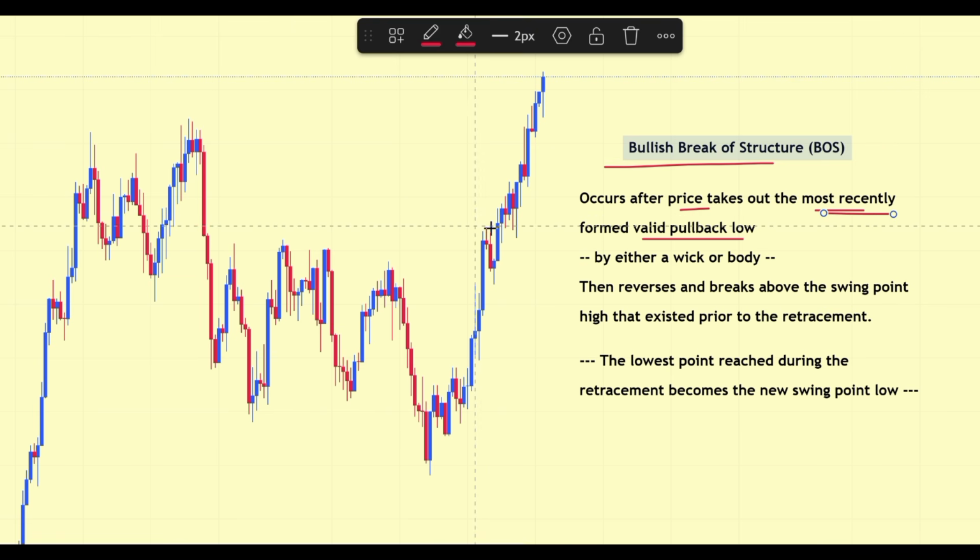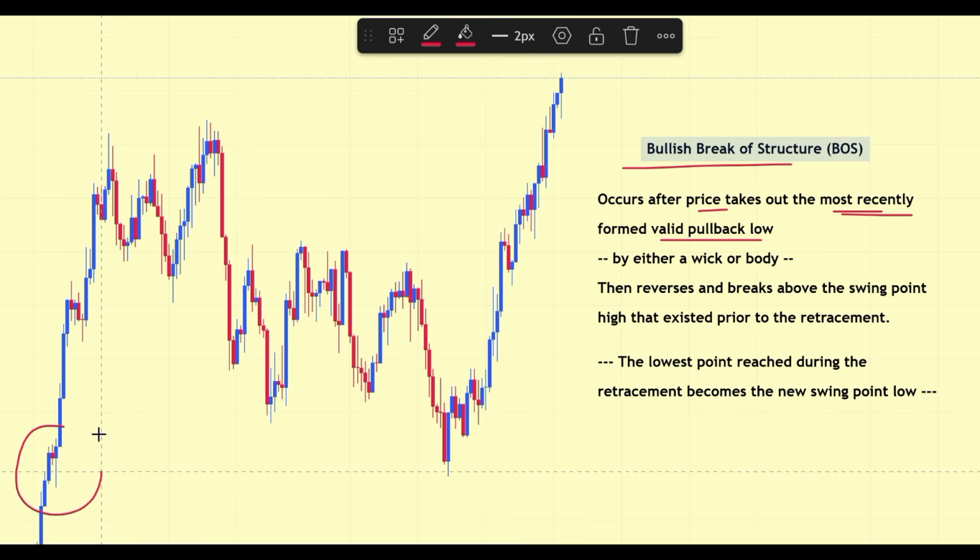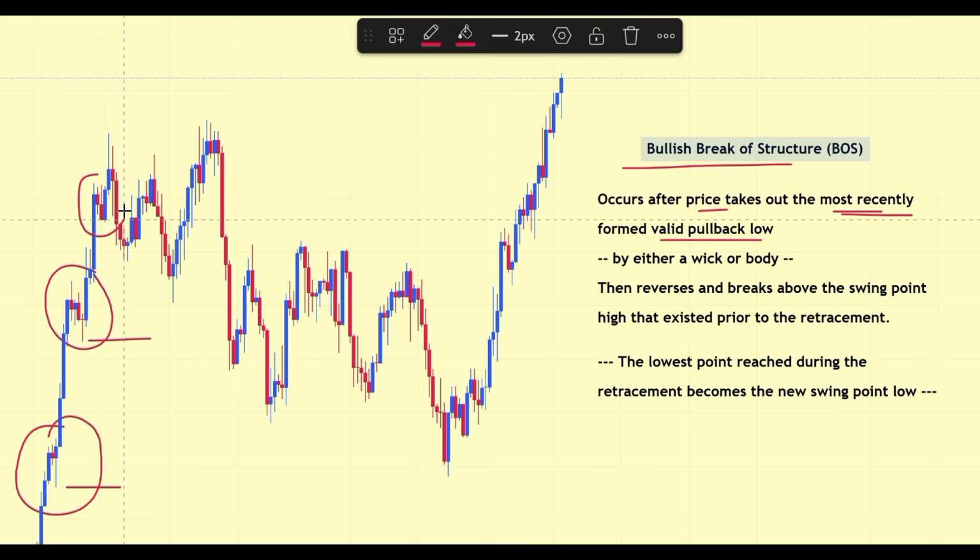So if we get into this chart, we can clearly see that this one here is a valid pullback. So this here is the valid pullback low. Again, we can clearly see another valid pullback, and this one here is the valid pullback low. And then coming up, we can clearly see that this one here is not a valid pullback. So this means that the valid pullback low is this one here. And we can clearly see that this here is the recent valid pullback that price took. And in this case, it was by a body.